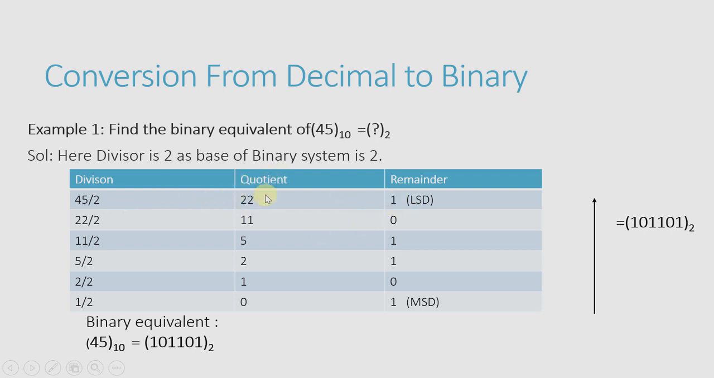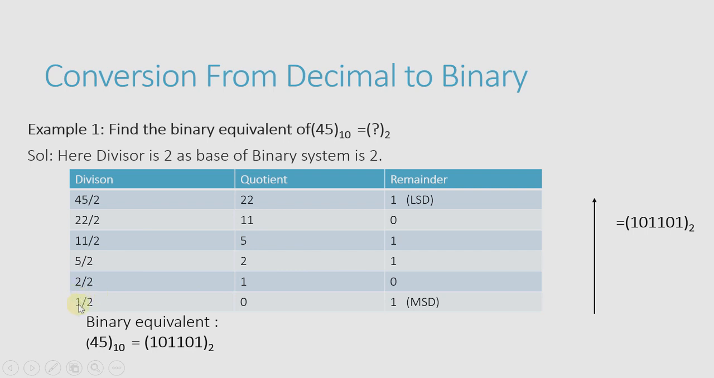Again I pick up the quotient and divide it by the divisor 2. I get the quotient 11 and the remainder 0. Again we pick the quotient and divide it by 2. We get the quotient 5 and the remainder 1. Again we divide by 2 and get the quotient 2 and the remainder 1. Again we pick the quotient 2, divide by 2, and get the quotient 1 and the remainder 0. Until we get a quotient of 0, we continue dividing by the divisor.